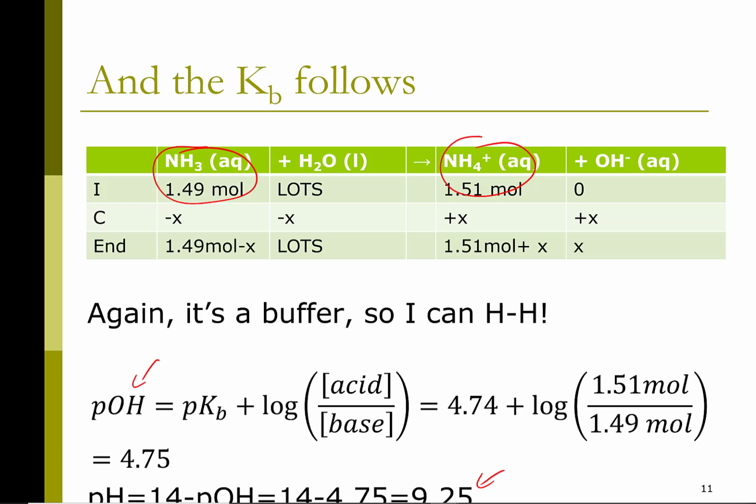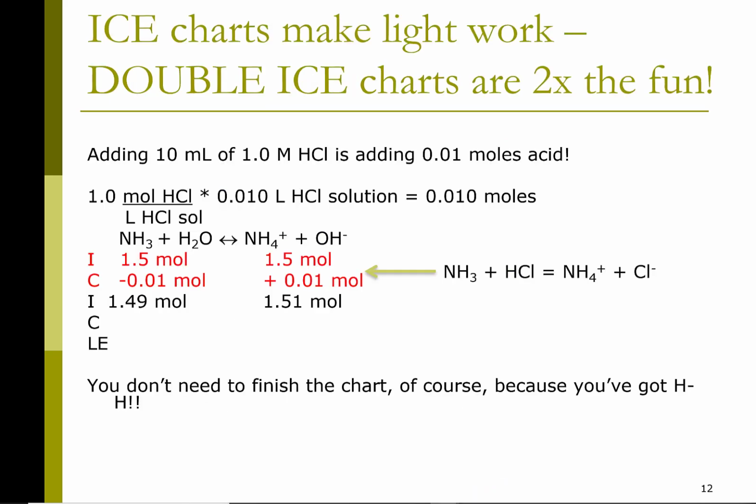Now, by itself, that number tells me nothing. What I really want to do is compare it to the number I would have gotten had I not added the HCl.